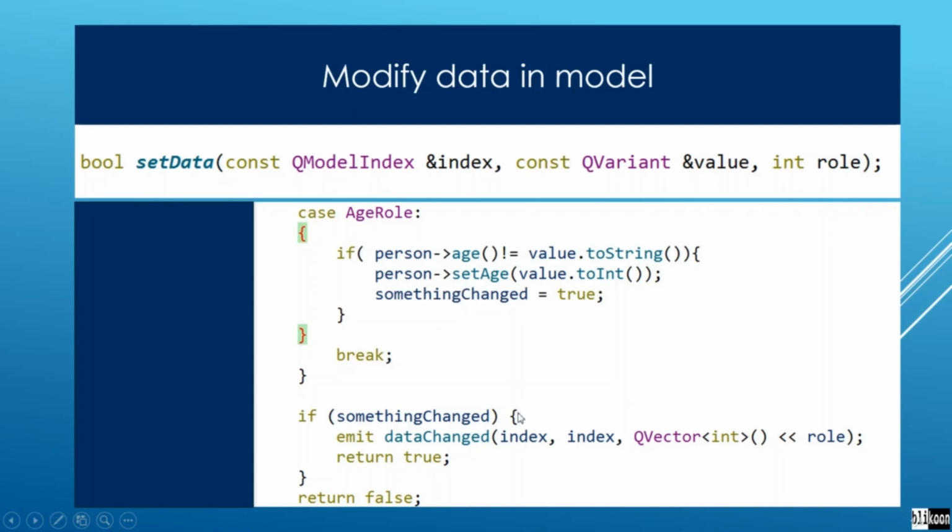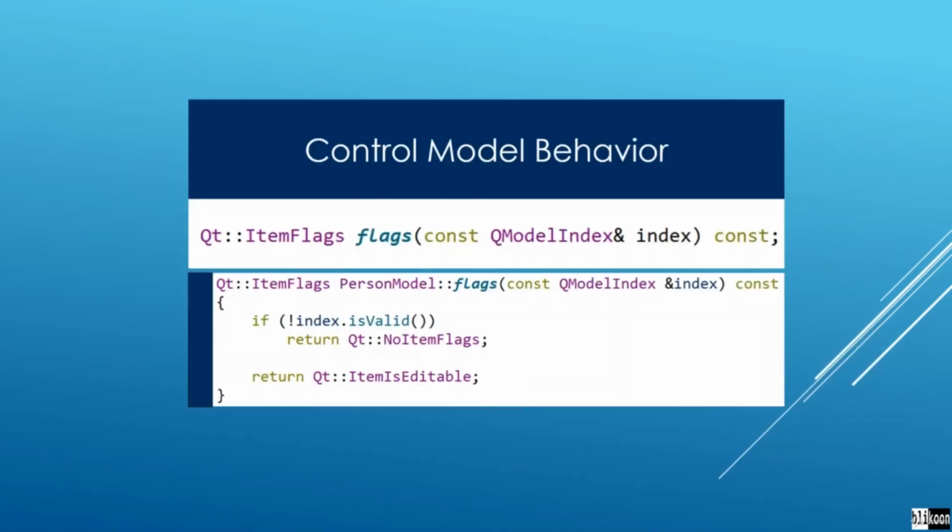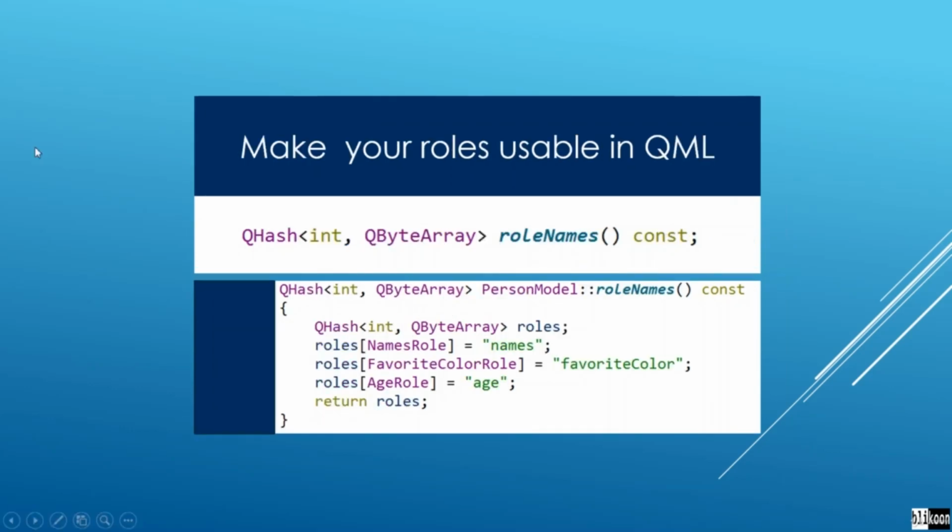And down below, we check to see if something changed, and then we emit the signal to say that something changed in the model, and the list view is going to reload what it needs to display. We also have a flags method that controls the behavior of your model. In here, we are returning the Q item is editable to let the view know that this model can be edited.